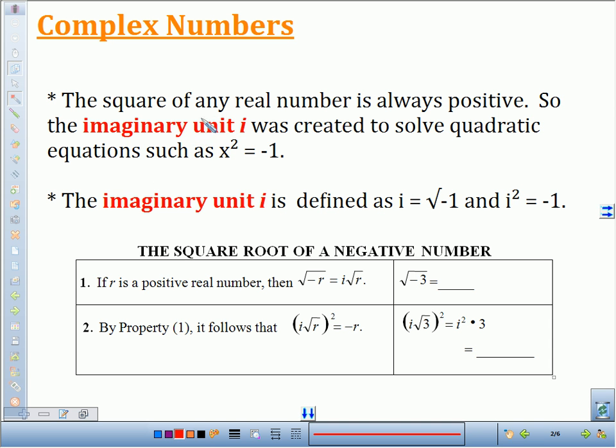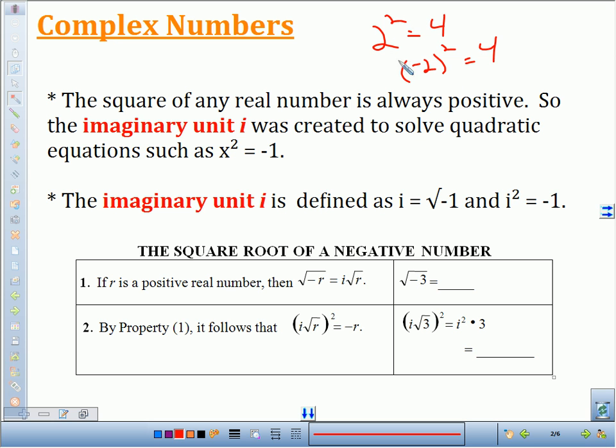We're going to begin with just a basic idea. This is that the square of any real number is always positive. And we know this. We've seen this before. We know that if I have 2 squared, for instance, that is 4. We also know that if I were to square negative 2, guess what? I still have positive 4.